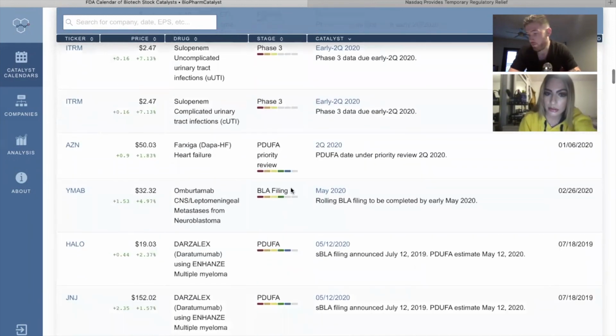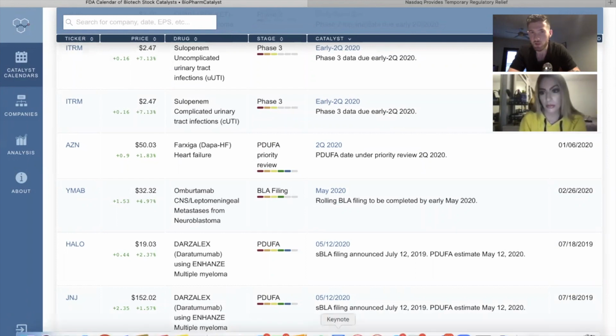So for me, that's a real quick, simple way of what I'm screening for intraday. And other than that, it's just watching the top movers of the day, looking for your pullbacks and entries, and taking advantage of that volume.